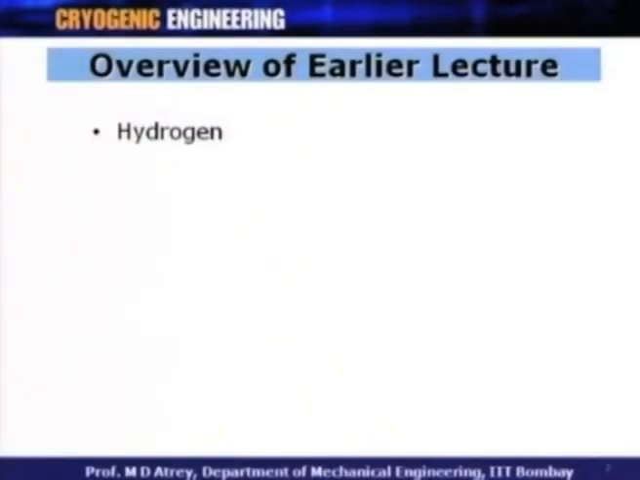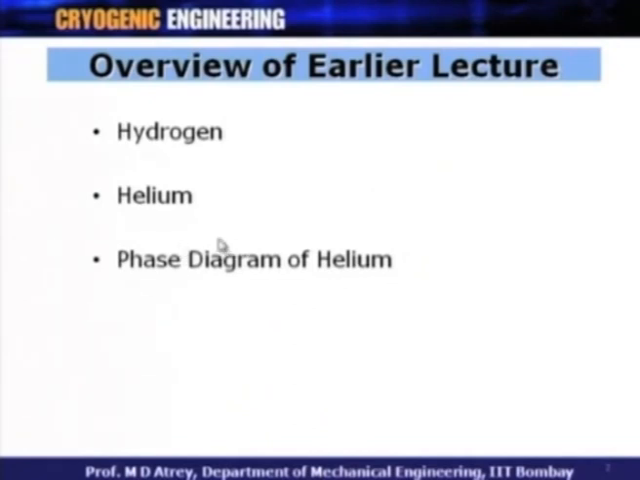Before I present this lecture, I just want to take an overview of my earlier lecture. In the earlier lecture, we talked about hydrogen and we talked about ortho and para forms and its conversion of hydrogen. Then we talked about helium, and I will cover a little bit of helium again in this lecture and its usages, etc. What we talked about last time was clearly about the phase diagram of helium, and again I will briefly touch this so that today's lecture you understand in a better way.